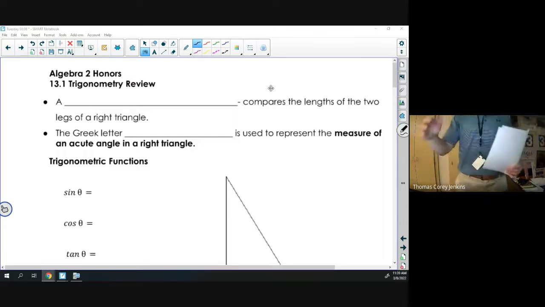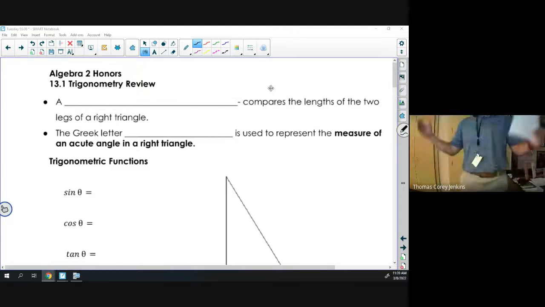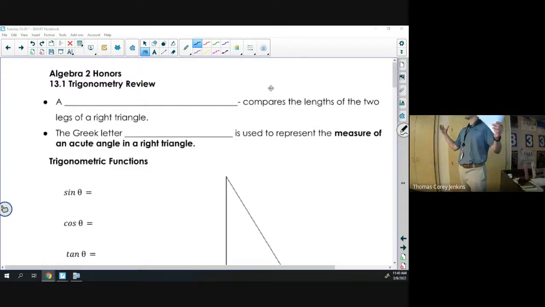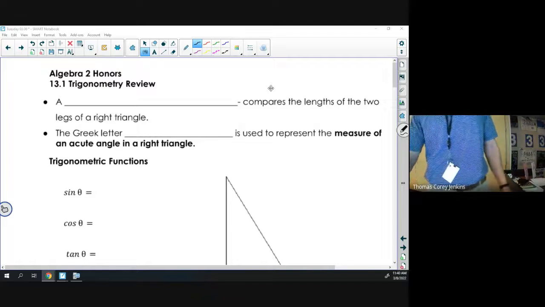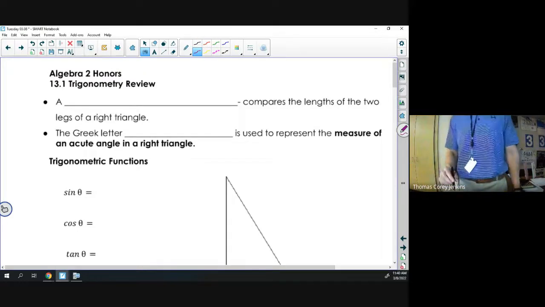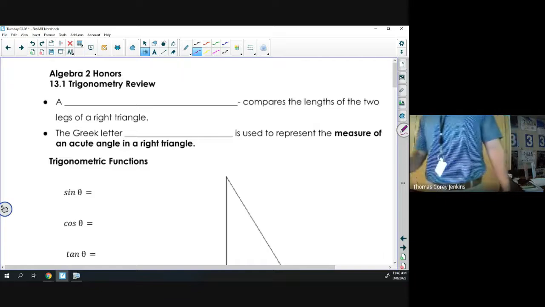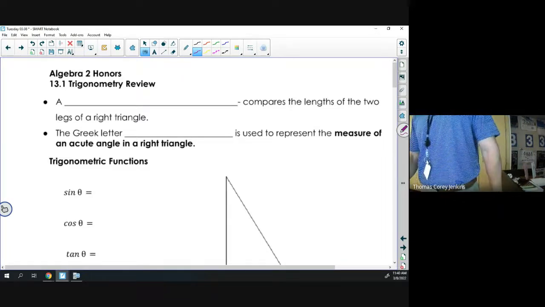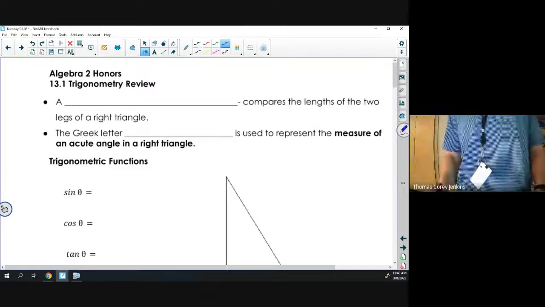We don't finish up with a test for this. We finish up with a nice, hopefully fun project before spring break. So we don't even have any math XLs for this, just some worksheet work. So it should be a nice change up, hopefully. Today we're going to focus on just the basics of some trig ratios, and then also how to use those trig ratios in some special right triangles.